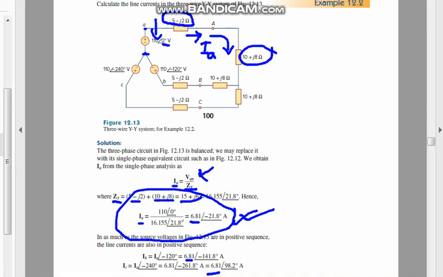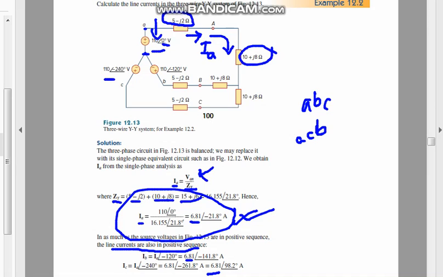So how do you find the others? First of all, you have to know whether it is a positive sequence or a negative sequence. As you know, the positive sequence is the ABC sequence, and the negative sequence is the ACB sequence. As you previously know how to find the positive and negative sequence, this is a positive sequence, and in a positive sequence the line currents are also in positive sequence.